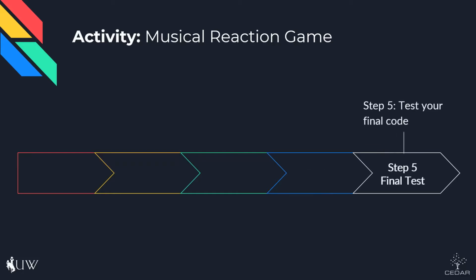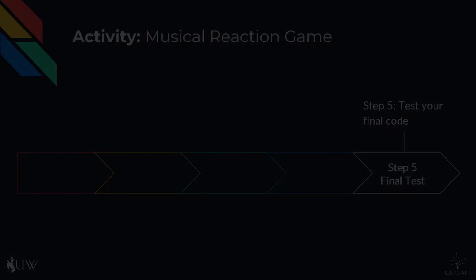Step 5. Test your final code. Once you've re-downloaded your code, you can test it again in your Joystick Bit. And I don't know about you, but I'm really excited to hear what this wah wah wah sound is like. So I'm just gonna do that.